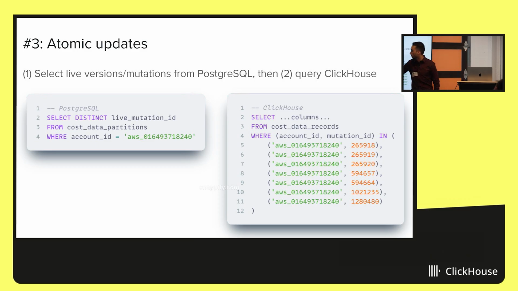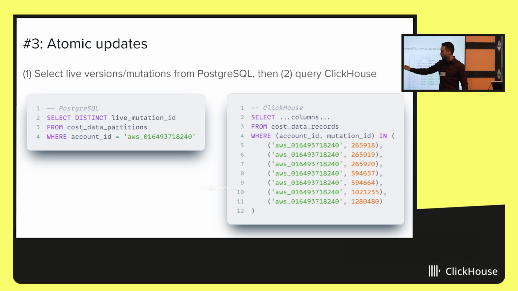And so first we're reading from Postgres. We're saying what are the mutations that are live. And because Postgres is transactional, this will always be consistent. And we use that to filter what we're reading from ClickHouse.